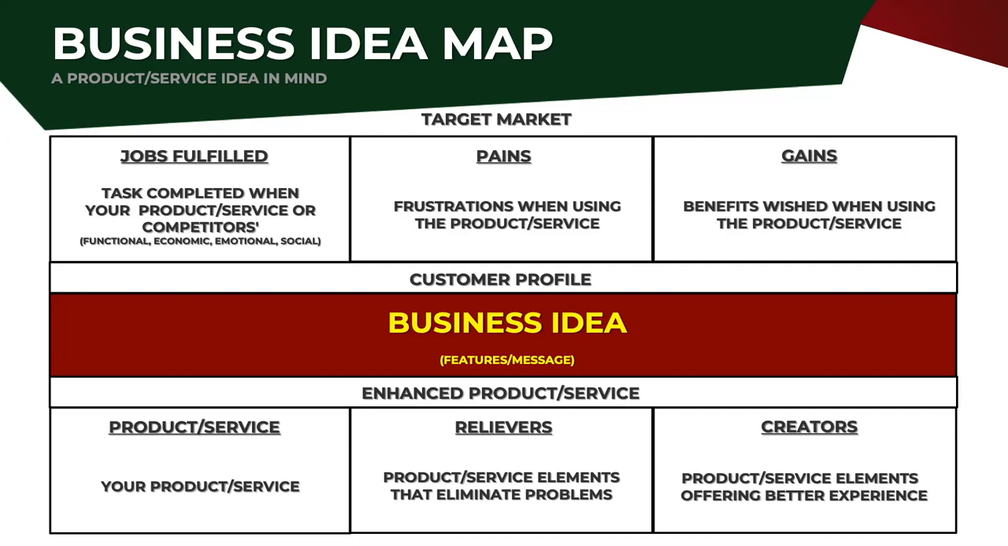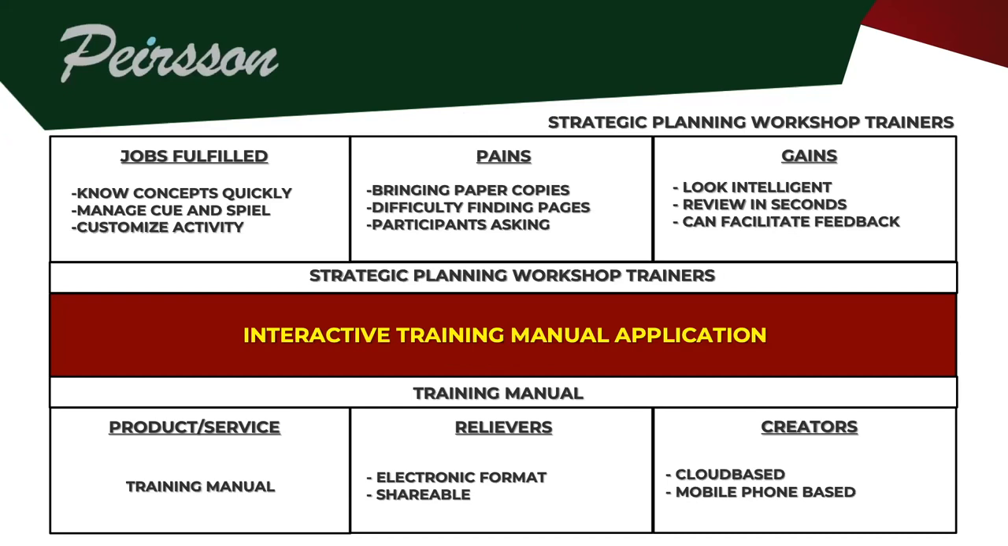Okay, so for example, this is a very tricky business idea map for a certain product or service that you already have, right? Again, this is a hypothetical example. Let's say I conducted several strategic planning workshops, all right? So I have this training manual that I can use as a product. So that's a product and service in mind.